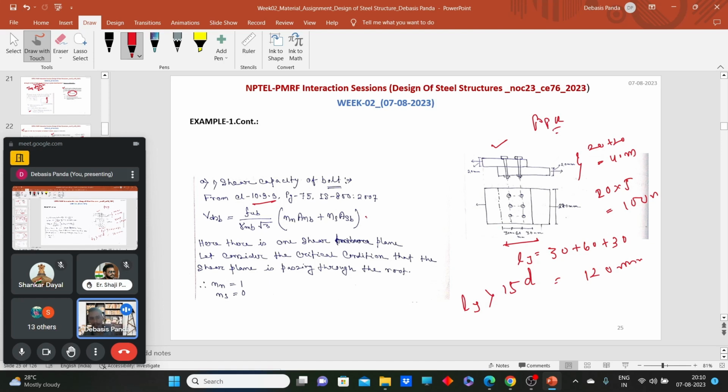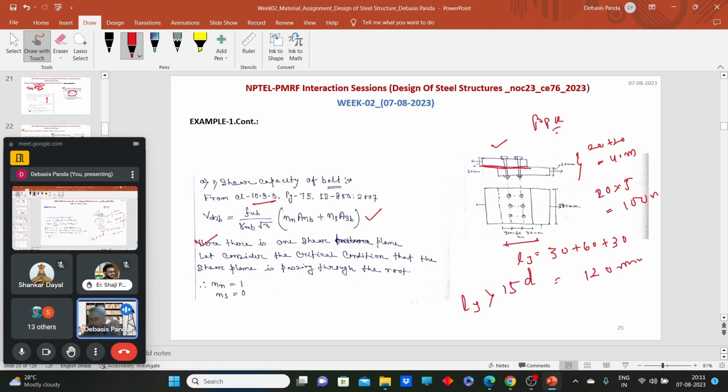So we have a pure equation. FUB by gamma MB root 3 times NN ANB plus NS ASB. Now tell me, how many planes are there? There is only one plane. So what should I consider? The plane is passing through the root or the plane is passing through the side? Because in our question, that is not mentioned that you should take the plane is passing through that root or side. So root. Why root? Why root? Because this is the most critical condition. Okay. So here I have written that there is only one plane and we have considered that plane is passing through the side.